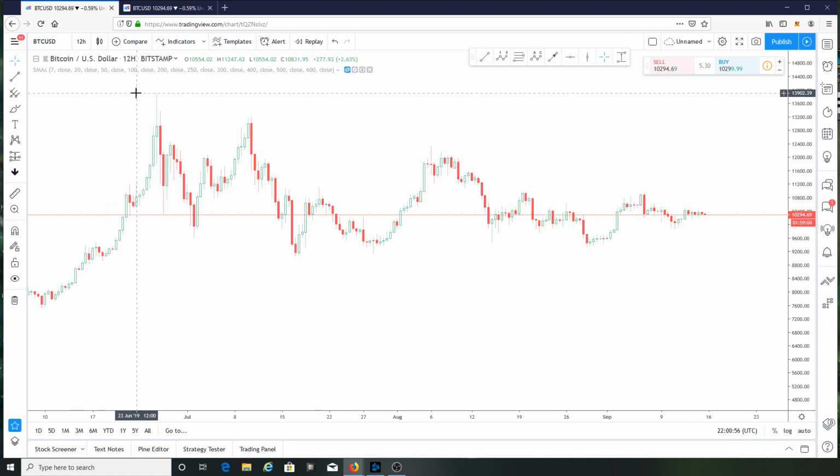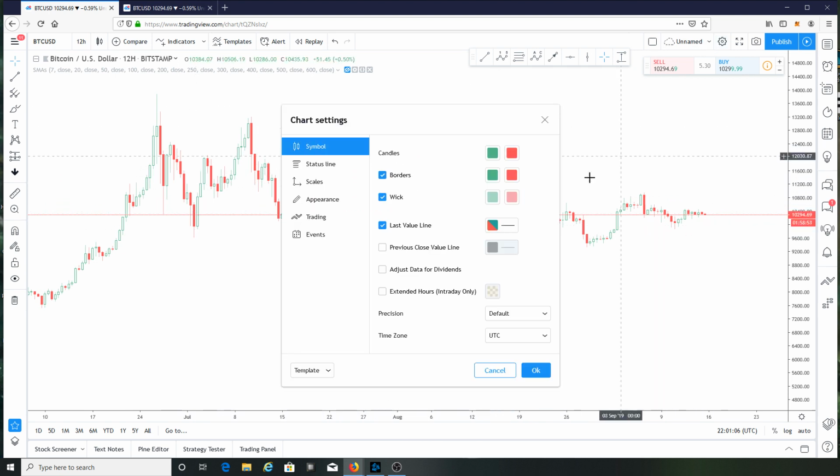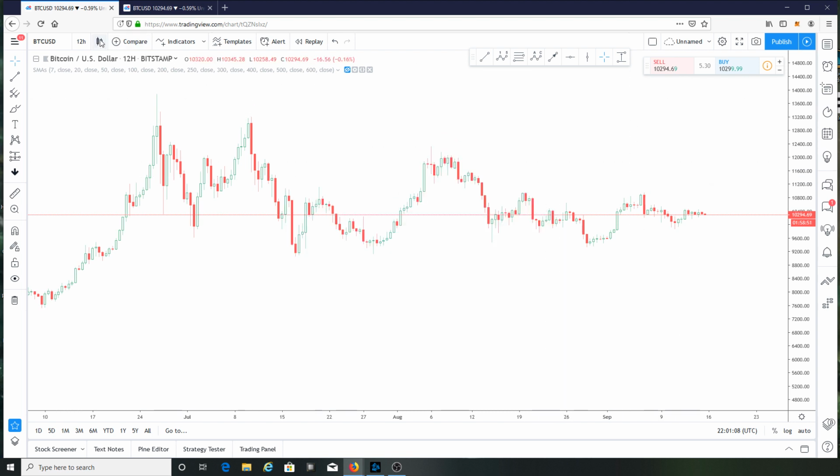Hollow candles, pretty self-explanatory. I don't know a whole lot of people who use these either. It seems to only hollow out just the green candles, but I'm sure you can change those up here in your settings somewhere.